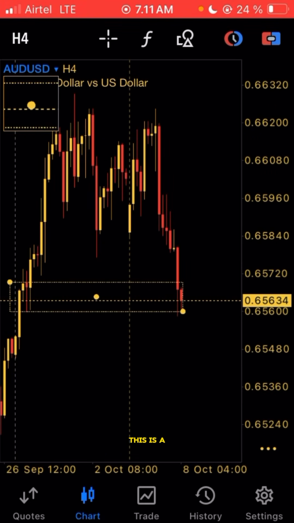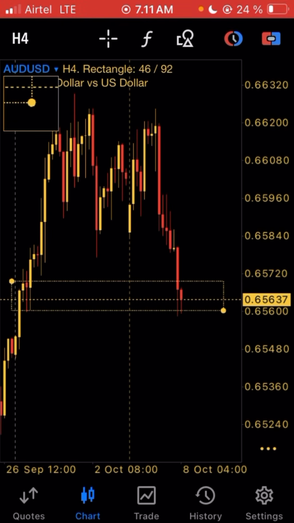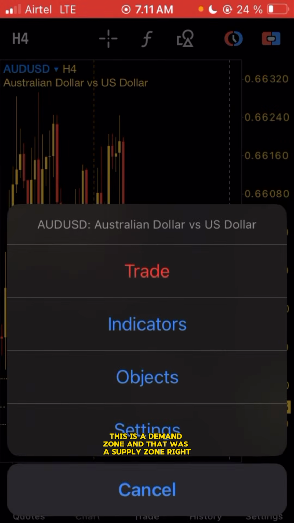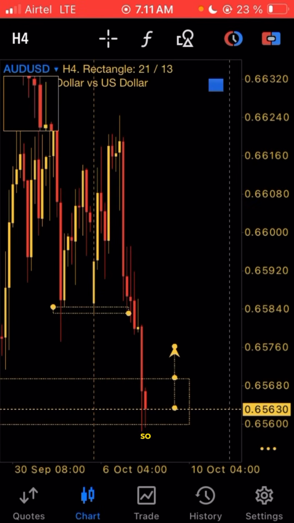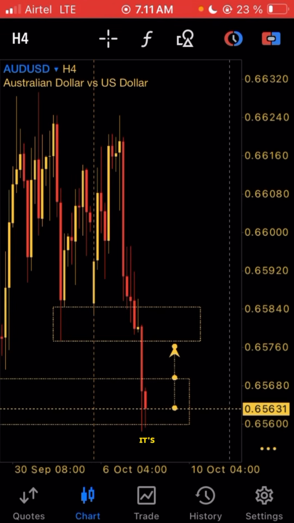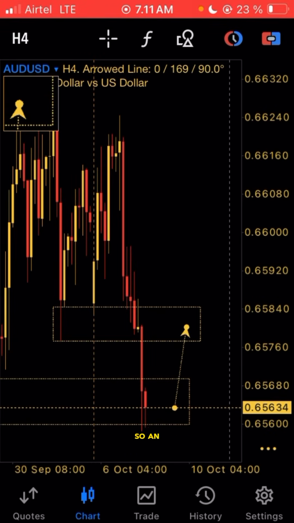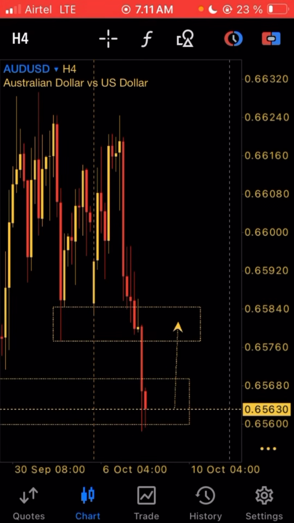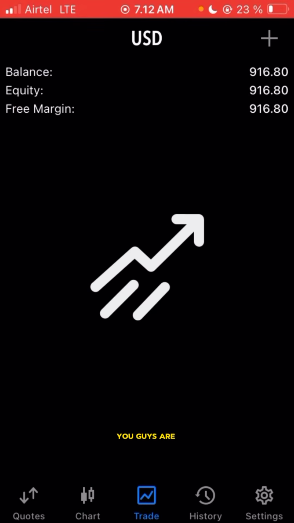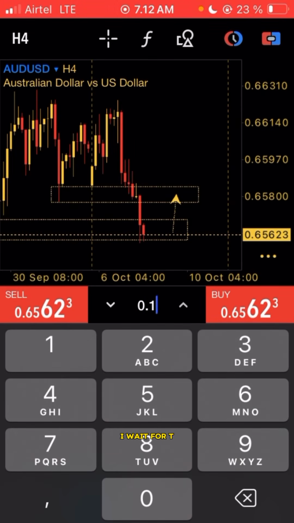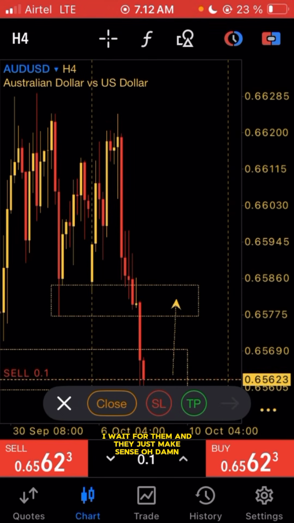this is a similar setup from GBP AUD, but on a bullish scenario. This is a demand zone, and that was a supply zone, right? So this is the TP that I've set for this trade. It's the TP I've set already. And also that zone is still a supply zone. So everything is just in place. You guys are seeing my setups are so good. I wait for them, and they just make sense.